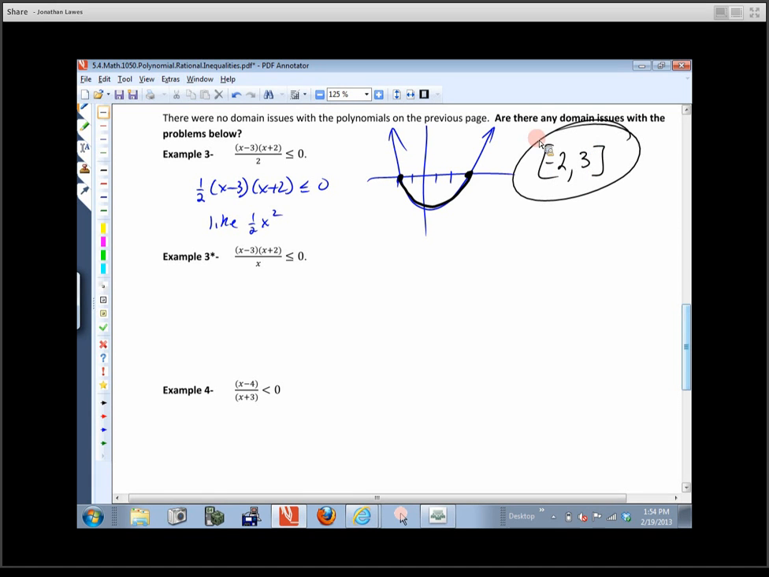Okay? If we were asked to write this in set builder notation, which I don't think they ask you to very often, it would be this. It would be x's that are greater than or equal to negative 2 and at the same time less than or equal to 3. Again, I like interval notation a lot better. I think it makes more sense. But if you had to write it as an inequality, that's what it would look like. Okay, any questions?